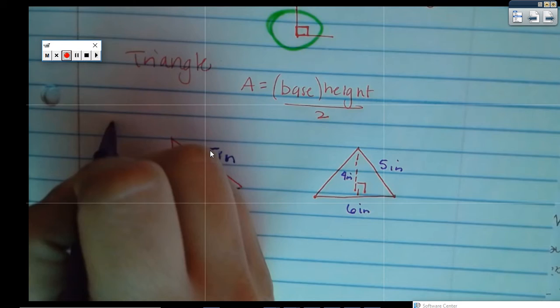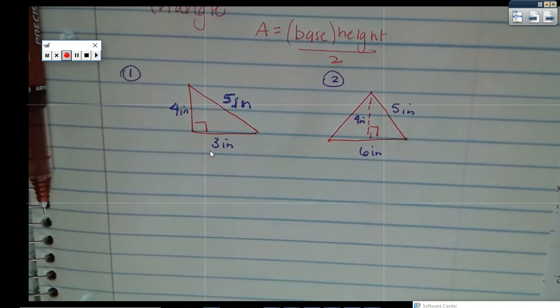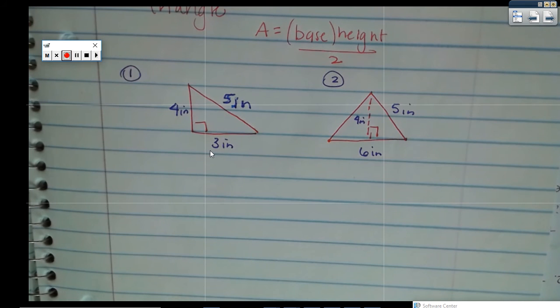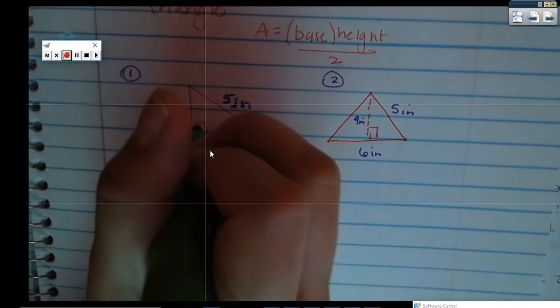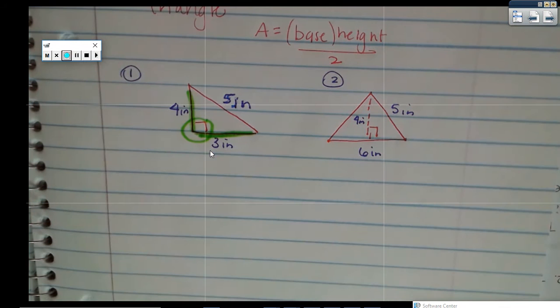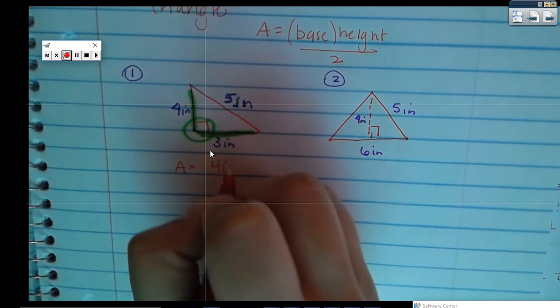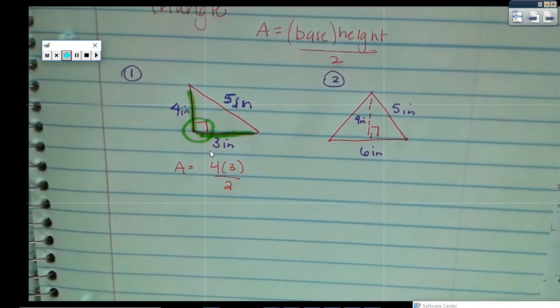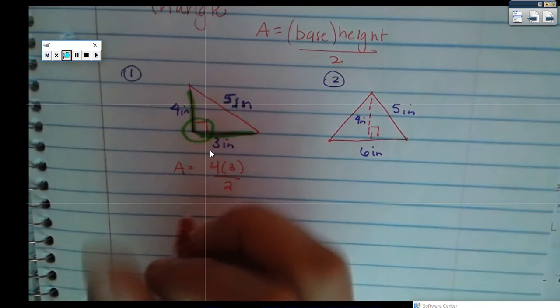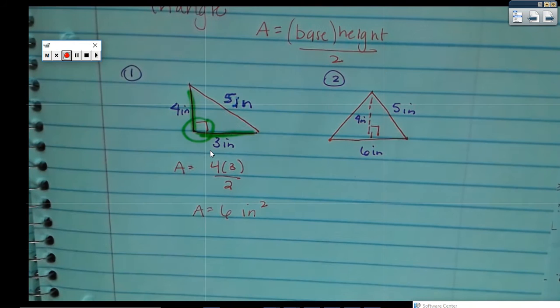So here are 2 examples of the triangles. Again, it has to be perpendicular, the base and the height do. So you're looking for the box. So here, this would be the box right here. So this would be your base, this would be your height. Those 2. Why? Because it has the box. So for this one, it would be 4 times 3 divided by 2. 12 divided by 2 is 6, so your area would be 6 square inches.